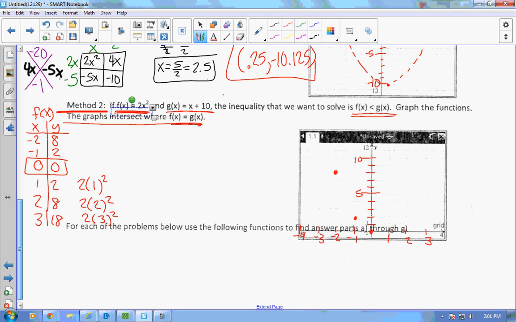So we should see some symmetry happening now. And then 3, 18, that's not even on our graph. 12, 13, 14, 15, 16, 17, 18. Sure, we can put it up there. And make sure it's a curved parabola. It's solid because it's equal to.